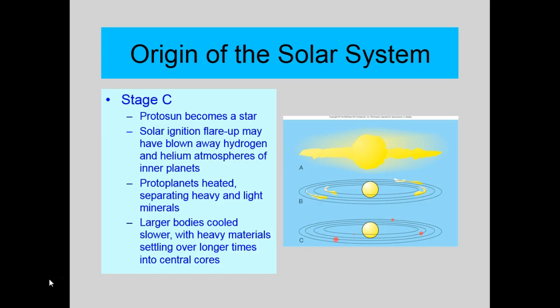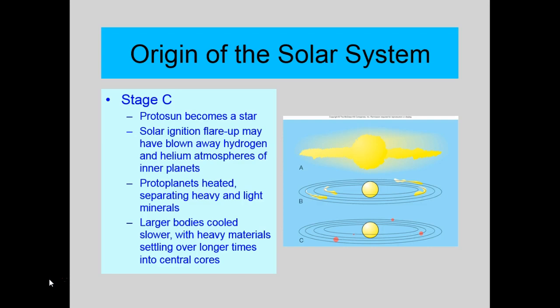Stage C, the protosun becomes a star. Now it's actually a star. It wasn't going back off from this, but it's now a star. The solar ignition flare-ups may have blown away the hydrogen and helium from the inner planets, because these flares happened and probably blew away the lighter materials, hydrogen and helium, and they are in the outer gas giants. We just don't have that much lone hydrogen or helium in the inner planets. Okay? They've been blown away.